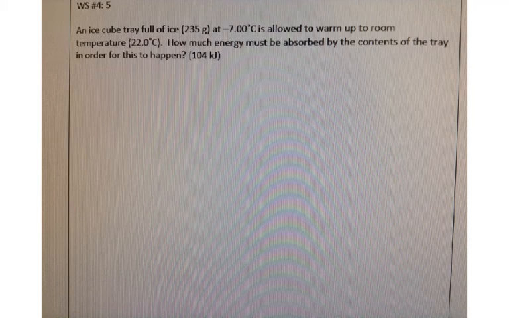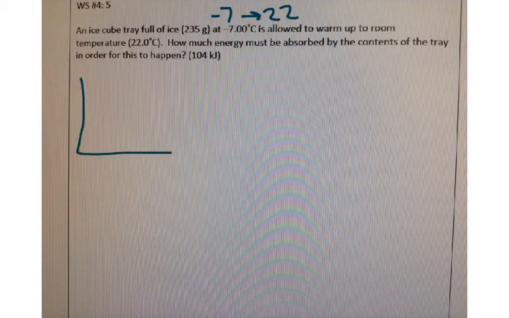All right, tonight what we're going to be doing is another problem. In this case, once again, you're going to have to ask yourself, do I ever go to 0 or 100 during this temperature change? For this one, you go from -7 all the way up through 22. So yes, you do go through 0 at that point. Not 100 though.